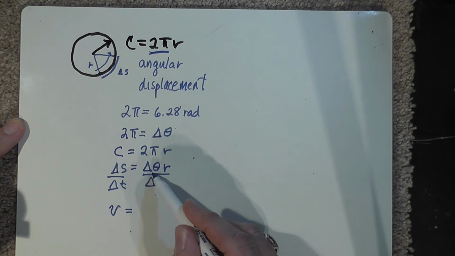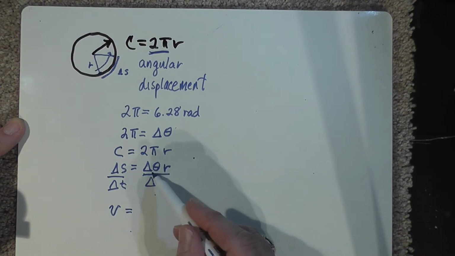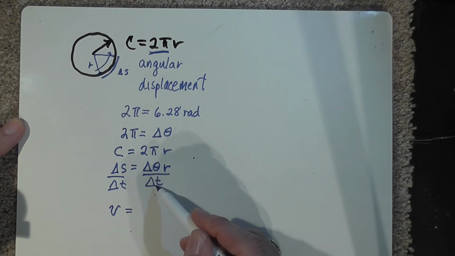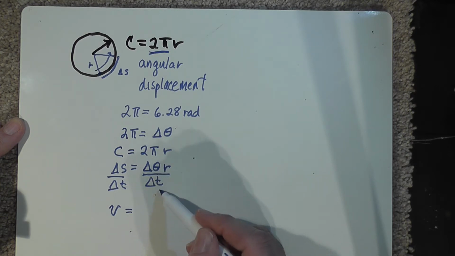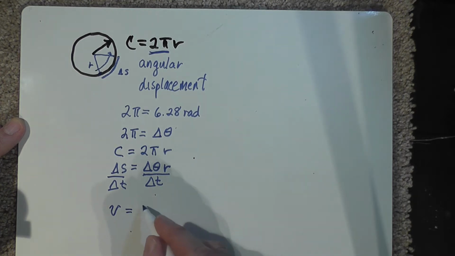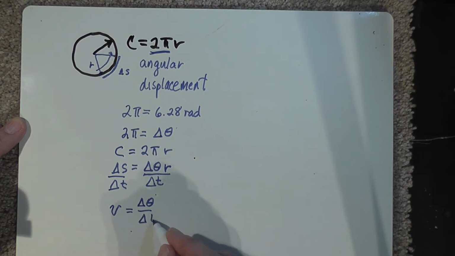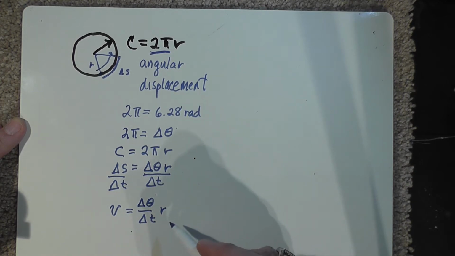Okay, then we have this term right here. Let's leave the R out for now. Delta theta over delta T. This right here is our angular velocity. So for right now, I'm just going to put this in like this: our angular velocity times the radius of the circle that the object is rotating around.